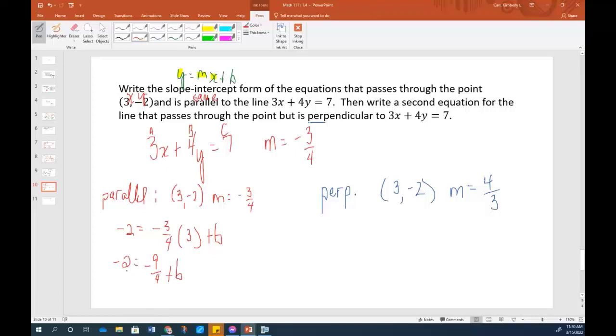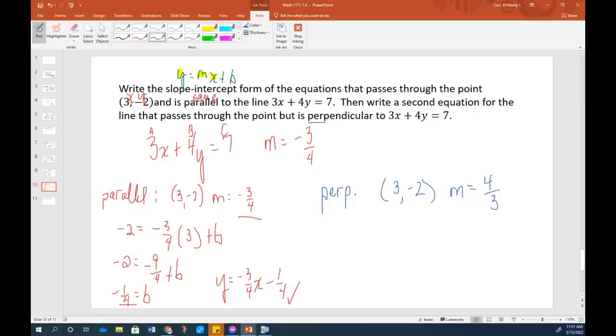Now I need to add 9/4, but if I'm going to add 9/4, I need to have fourths over here unless I'm using a calculator. So this one is -8/4 plus 9/4 is -1/4. Once I know b, I'm ready to write my answer because I've already got my m, and now I have b. So my answer for this one is y equals -3/4 x, and then plus b, which was -1/4. And that's the answer for that one.